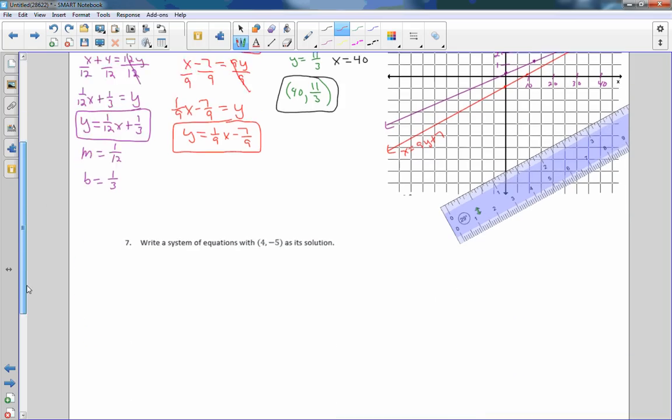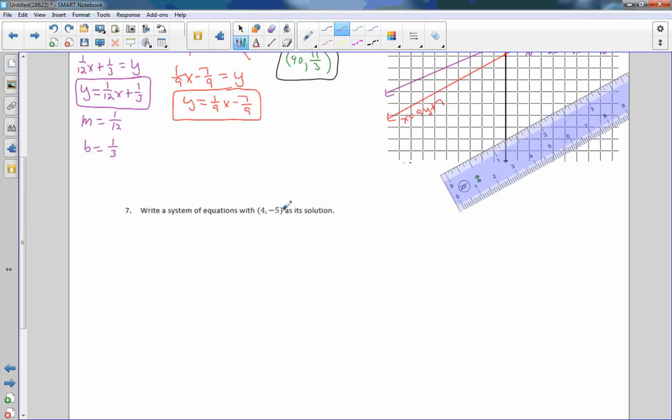Okay. Number 7, write a system of equations with 4 and -5 as its solution. Okay, so if I'm going to do a system, it looks like this. And I'm going to make it really easy by just saying y equals, and I'm just going to make up a slope. How about 4x?